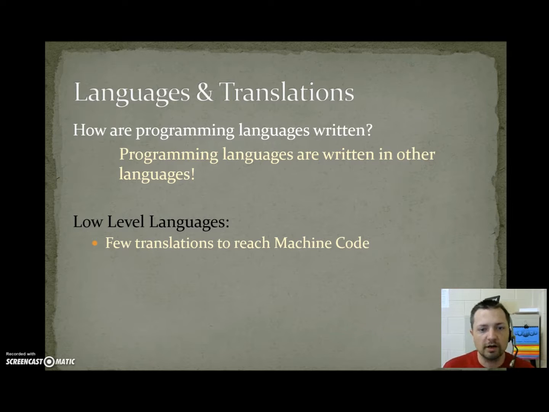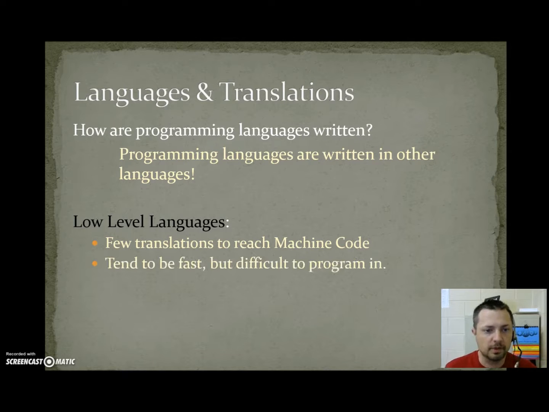Low-level languages require few translations to reach machine code. So with assembly, we're going directly from assembly to machine code. In C, we go from C to assembly to machine code. So still a relatively low number of translations. Low-level languages tend to be fast but difficult to program in. As languages have evolved, commands have gotten more simple.